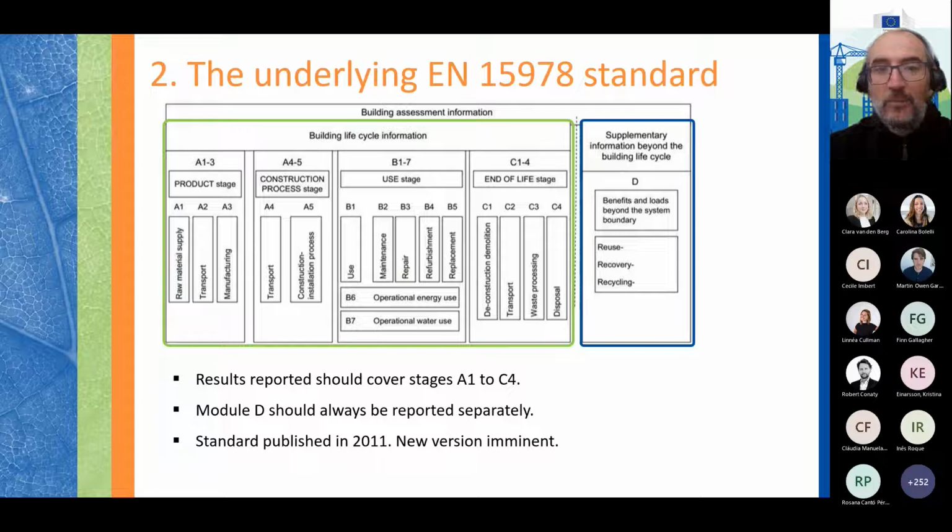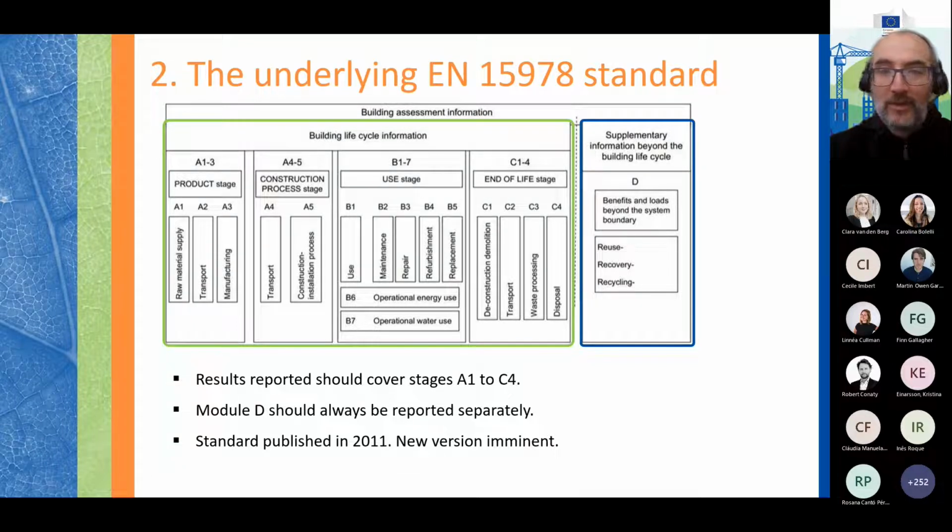And then module C1 to C4, this is after the end of life, what do you do with it? And you can see standing next to that, but separately, is module D. This is what happens to those materials and wastes that come from the demolition or the deconstruction of the building. What happens to them afterwards? This is beyond the scope of the initial building, but it's important information to know to see if it's potentially beneficial somewhere else. So we do say in Levels and in this standard that you should always report module D separately.